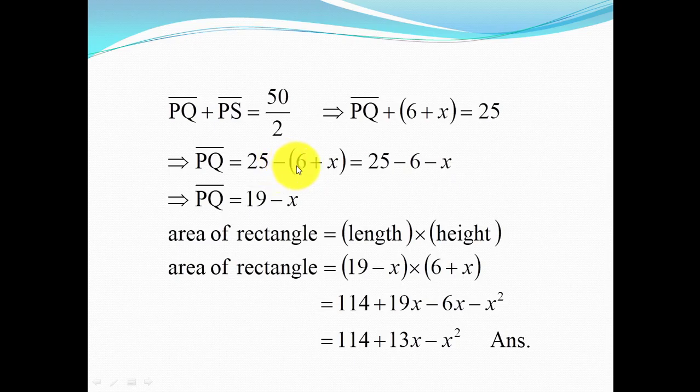So negative times positive, we know that is equal to negative. Here the sign with the 6 is negative, and positive times negative is also negative, so the sign with the x is also negative. Now 25 minus 6 is equal to 19 minus x.